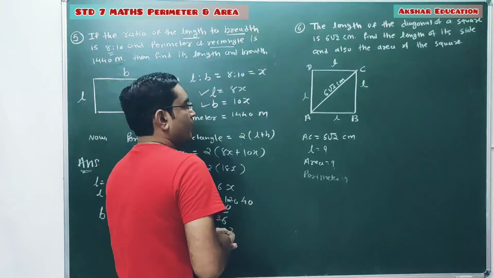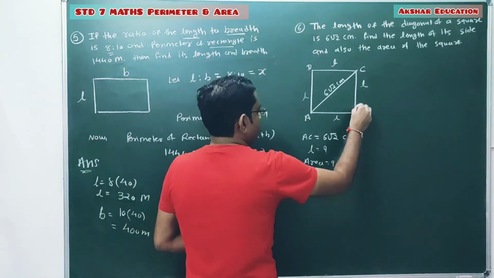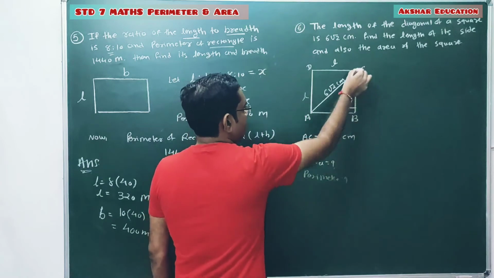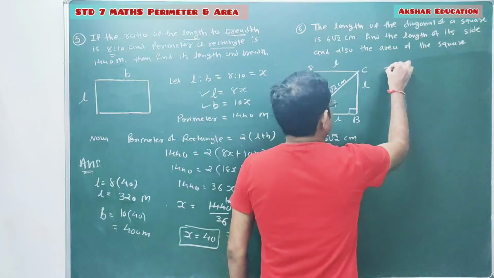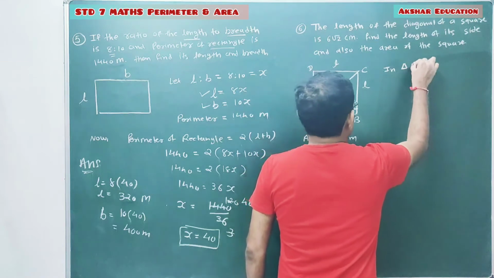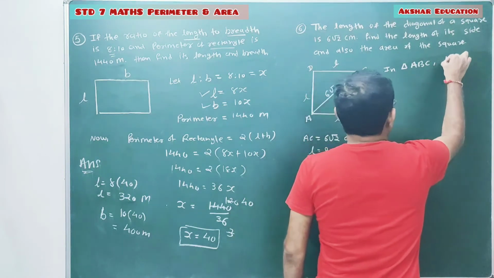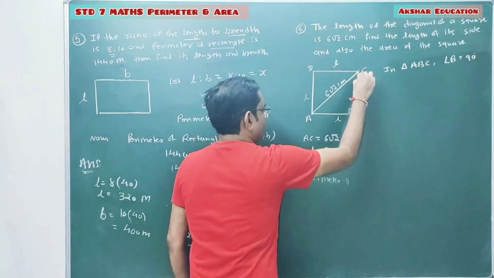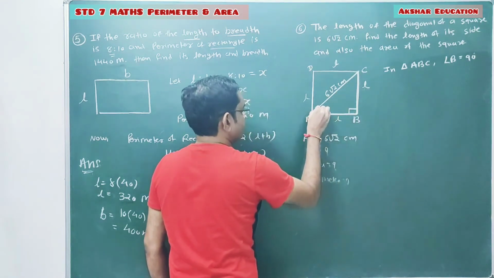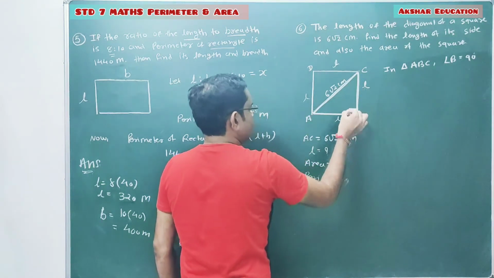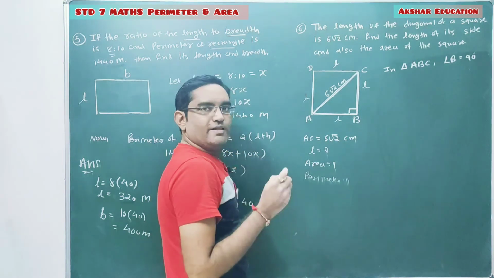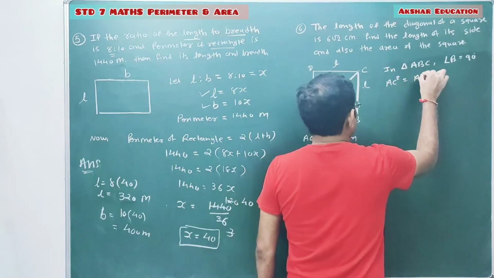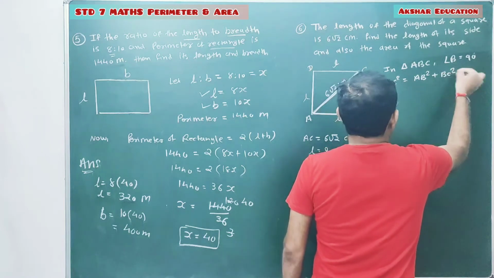So here you have to use the property of the square. So what is a square? One in which each angle is 90 degrees. So for this square, if you consider triangle ABC, it's a right angle triangle. In triangle ABC, angle B is 90 degree. Triangle ABC is a right angle triangle. So now we are applying Pythagoras theorem in this triangle ABC. According to Pythagoras theorem, square of hypotenuse, AC square, is equal to AB square plus BC square.